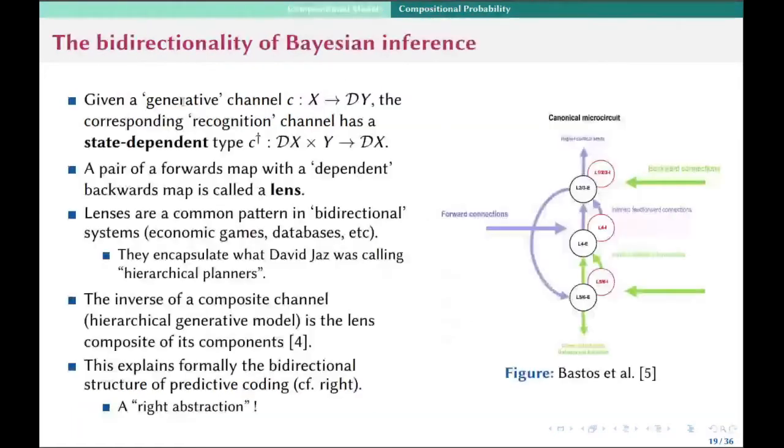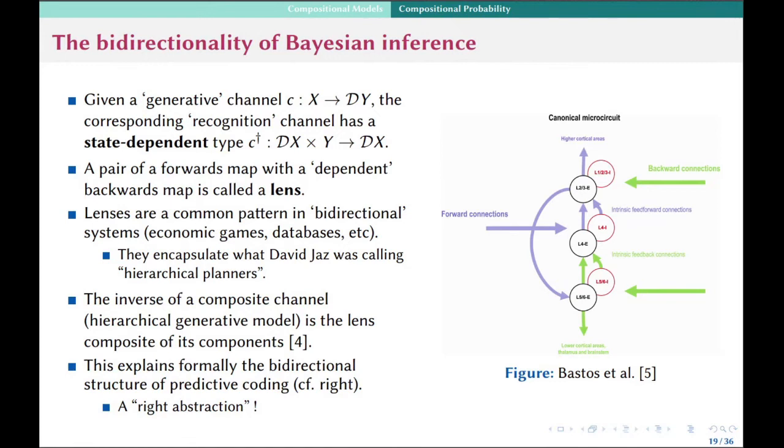Given a generative channel that says, given some prior belief, I make an observation in Y, the recognition channel that goes in the opposite direction depends on the prior and has this type. It has a prior on X times observation in Y, gives me a new belief on X. And so we compare these forwards channels that make predictions with these update maps, with these dependent update maps. That pairing is called a lens. They're all over the place. They encapsulate what David Jaz is calling hierarchical planners.